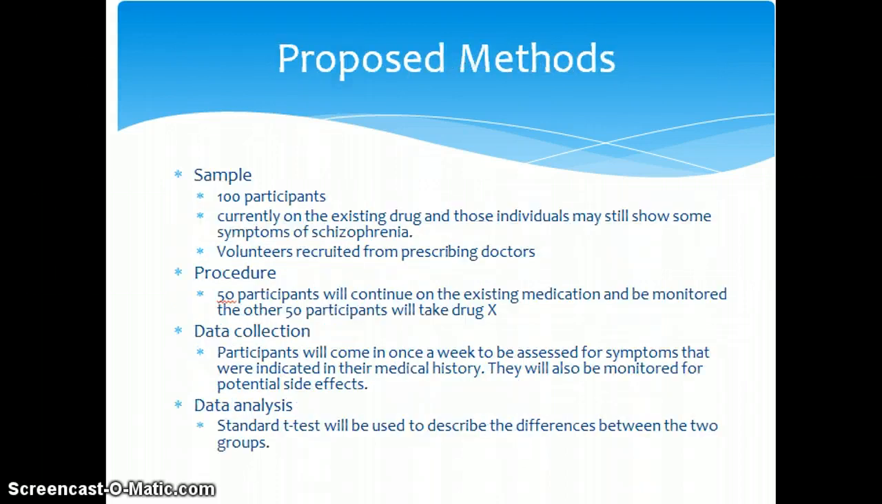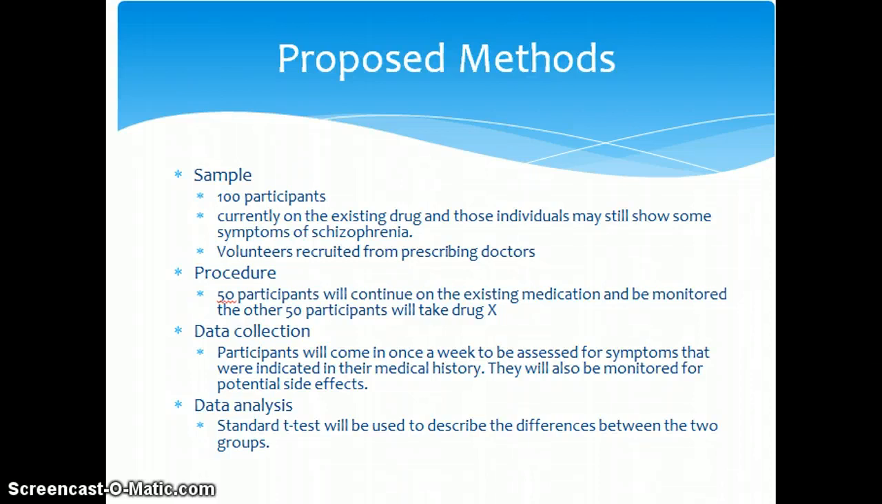The proposed methods of the study: we would take 100 participants who are currently on the existing drug, and those individuals may still show some symptoms of schizophrenia. Volunteers will be referred by their prescribing doctors. The procedure is we'll take 50 participants who will continue on the existing medication and be monitored. Then the other 50 participants will take drug X.